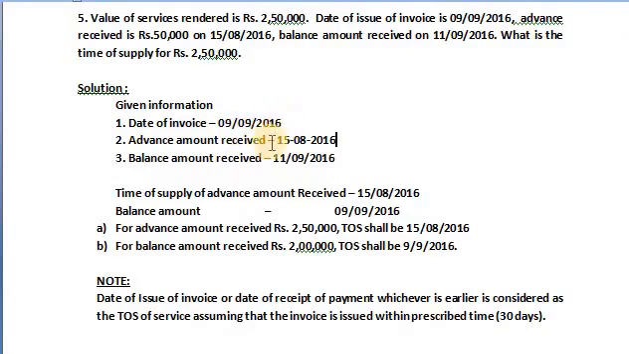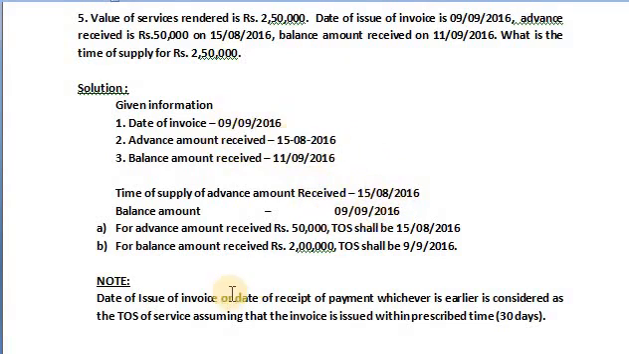Clear? So please be clear. When the date of completion of service has not been given, we consider the invoice is issued within the 30 days. In that case, here part 1 and part 2 are given, that is advance is part 1, balance amount is part 2. So the time of supply for the advance amount: invoice 9/9/16, advance 15/8/16, so the time of supply is 15/8/16. And for the balance amount: invoice 9/9/16, receipt 11/9/16, so 9/9/16 is the time of supply.